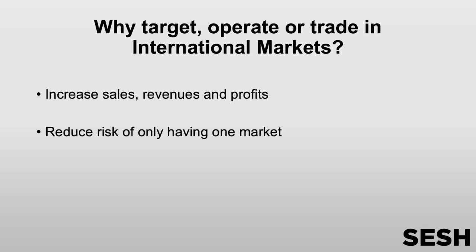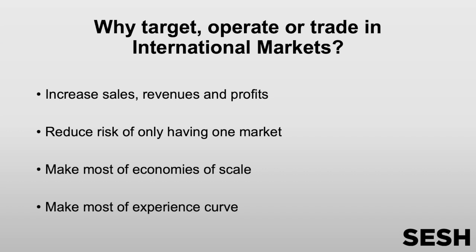Potentially you sell to just one market and then there is a recession in that market, and that could be a problem for you. So operating in multiple markets will help reduce risk. You might want to make the most out of economies of scale, so more countries means more units of output, and that can reduce your average cost per unit. And likewise, you might want to make the most of your experience curve, in that more historical units produced, you might get better at producing that, and that will lead to lower average unit costs.